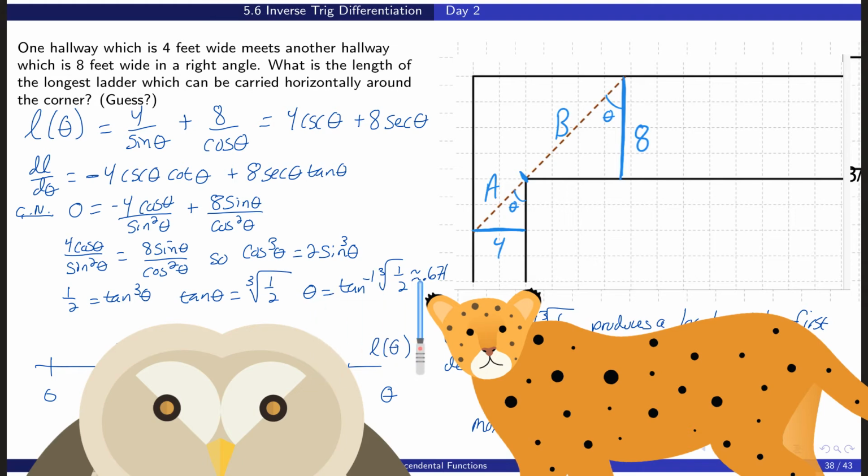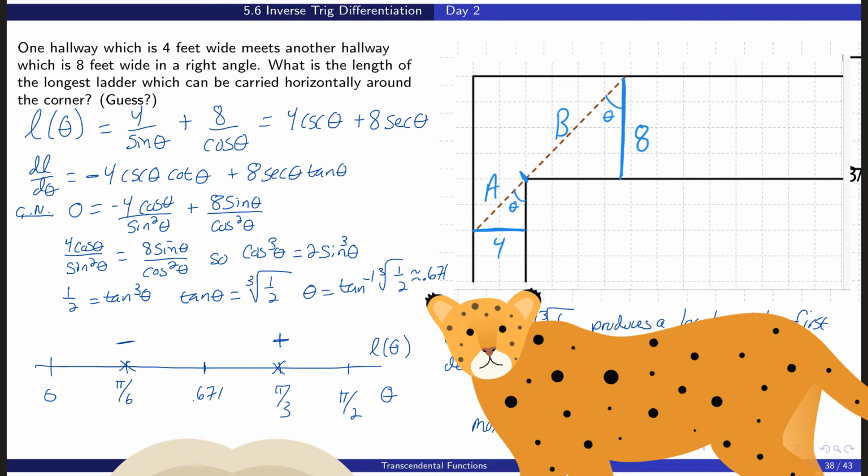To prove that that angle produces a minimum, you would have to set up your number line. You need a calculator to evaluate this, obviously. So I put 0.671, and then I realized that the angles the ladder will make are anything between 0 and 90 degrees, or between 0 and pi over 2 radians. Everything we do in calculus is in radians, so make sure your calculator is in radians for all these calculations. Anyway, I picked an angle below 0.671, which is pi over 6, which is 30 degrees. An angle bigger than 0.671, so I picked 60 degrees or pi over 3.